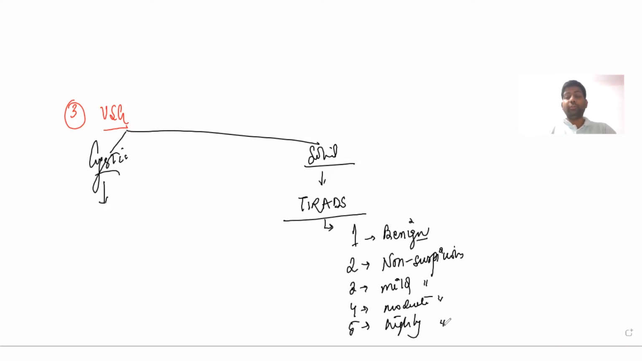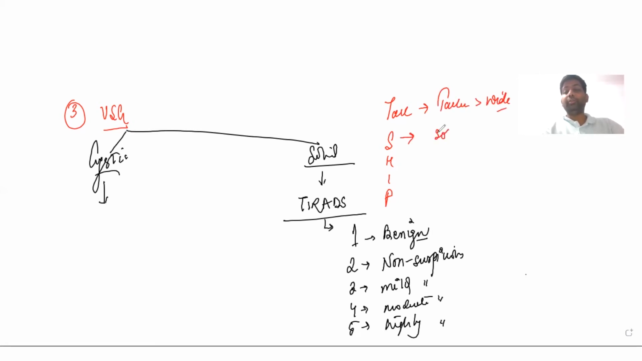TIRADS staging is very significant. So what are the different criteria which are taken into account during the TIRADS staging? What are the parameters we look for in the ultrasound? We can remember the parameters by this mnemonic: TASHMC. If the lesion is taller than wide, then this is suggestive of a malignant lesion.